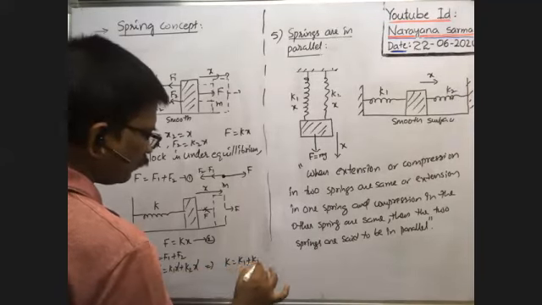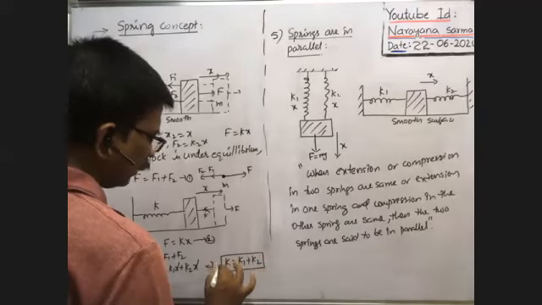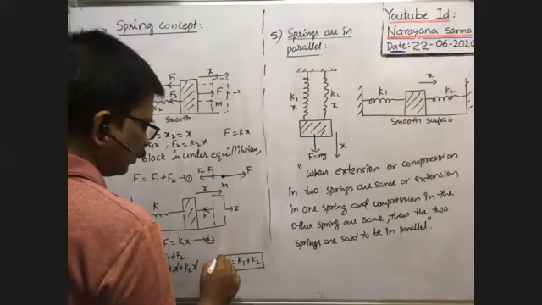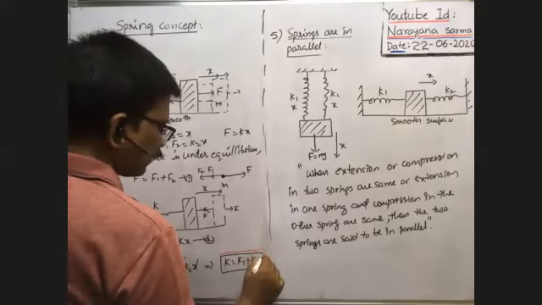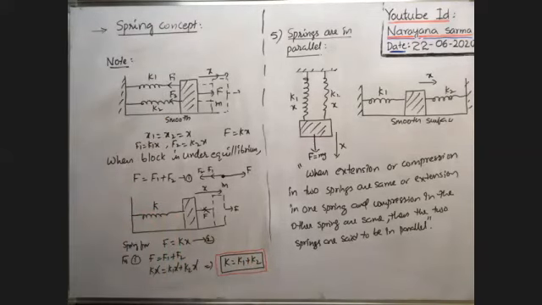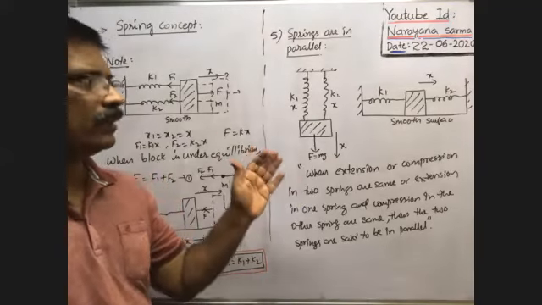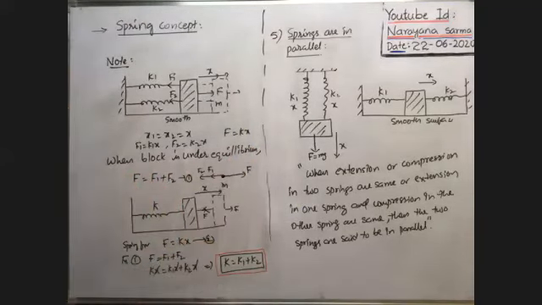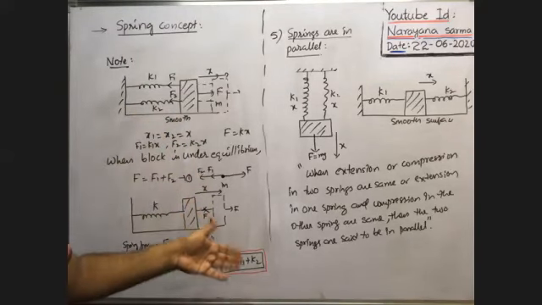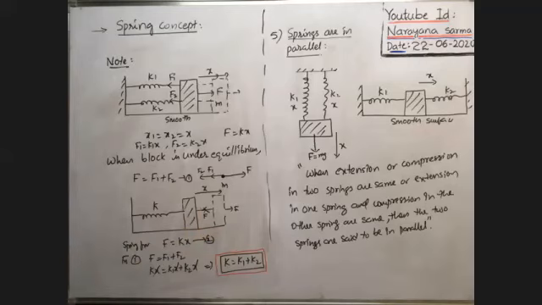K is equal to K1 plus K2. That means when two springs are connected in parallel, the effective spring constant is equal to K1 plus K2, the sum of the spring constants of the two. So when two springs having spring constants K1 and K2 are joined together like this, the effective spring constant is the sum of the spring constants of the individual springs.